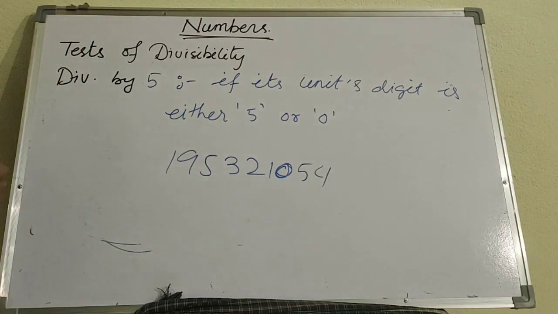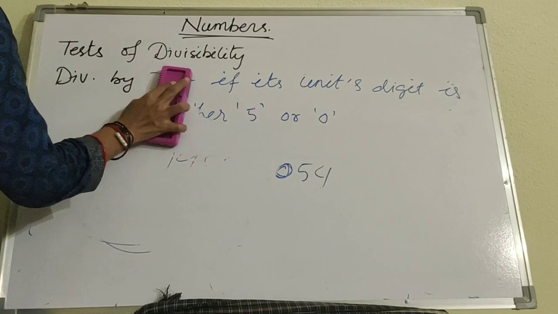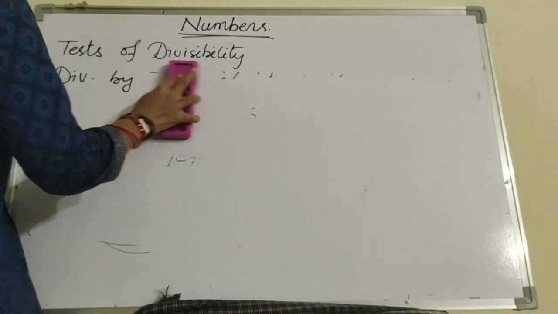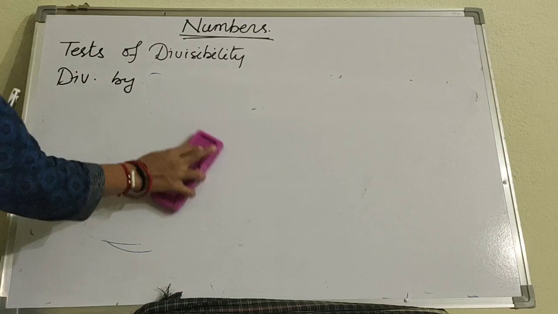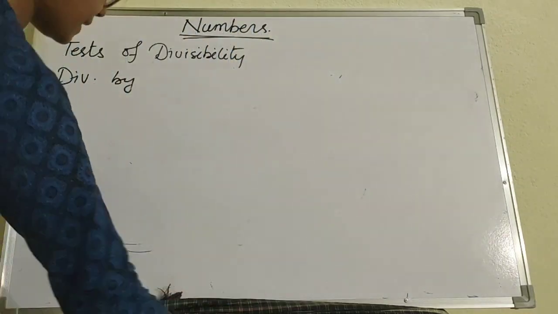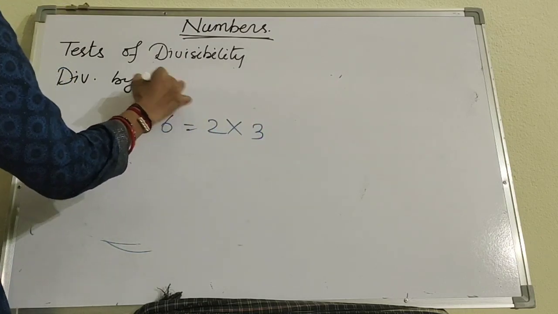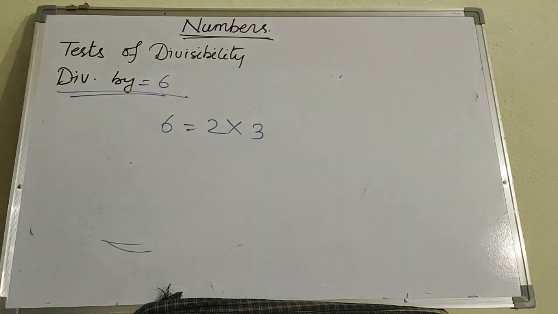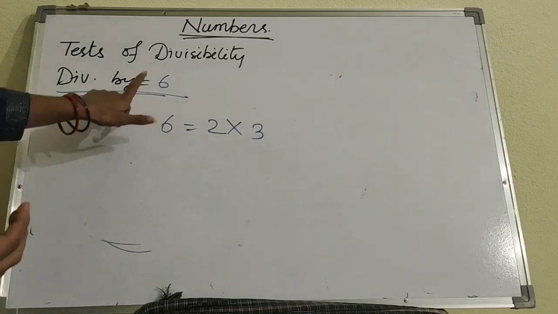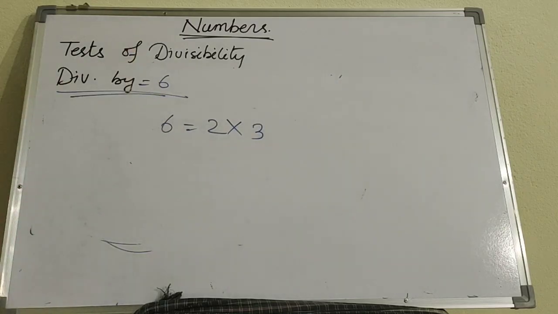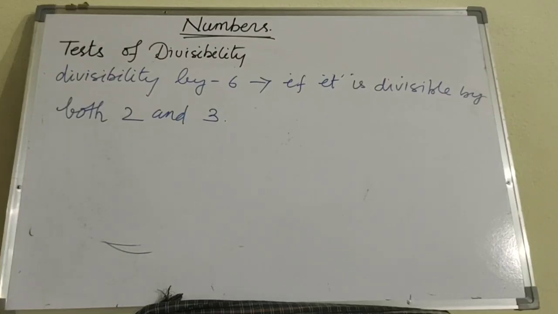So let's go to the divisibility rule for 6. For 6 you need to remember the rule for 2 and 3, because 6 is equal to 2 into 3. So the rule for 6 is if a number is divisible by 2 and 3 at the same time, that means that number is divisible by 6. So divisibility by 6 is if it is divisible by both 2 and 3.